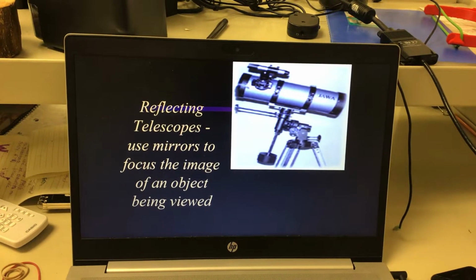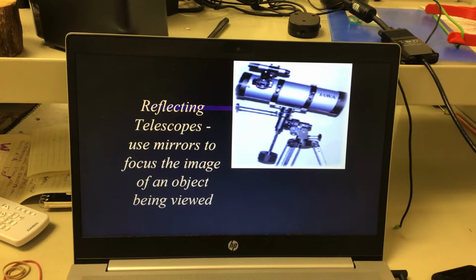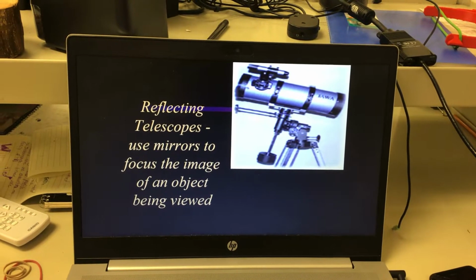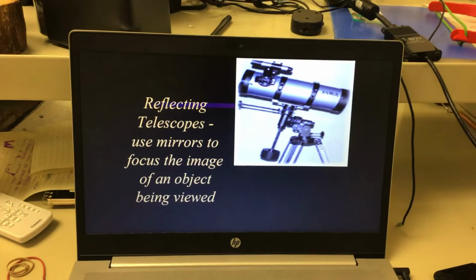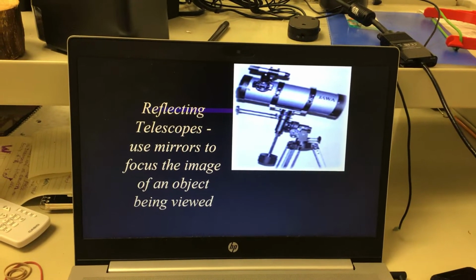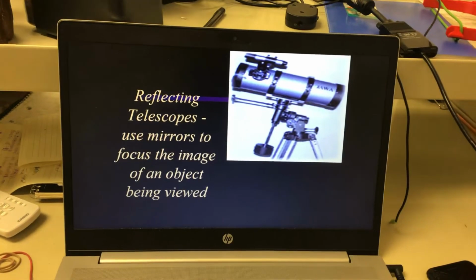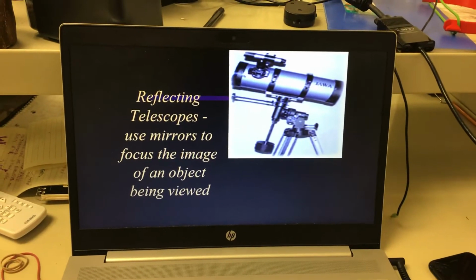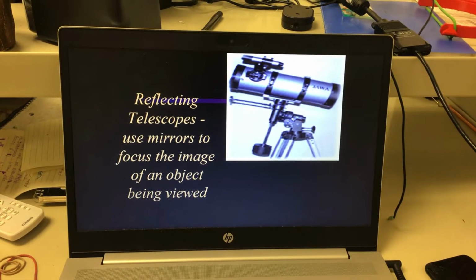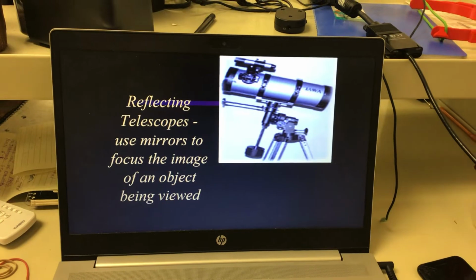If you remember from our microscopes, everything was the opposite. So if you moved what you were looking at left, it appeared to go right. Right was left, up was down, down was up, all that. Reflecting telescopes use mirrors.